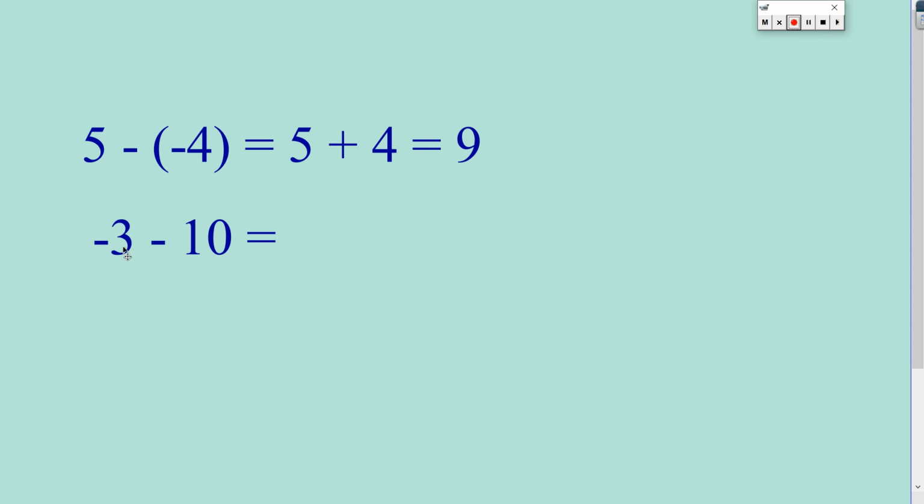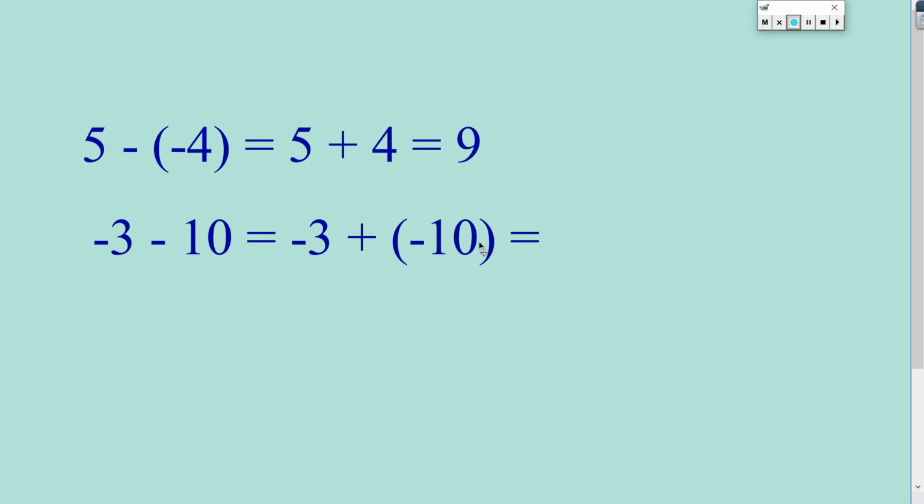Negative 3 minus 10. What is to be subtracted here? 10 you have to subtract. So what is the additive inverse of 10? It is negative 10. So we can write negative 3. This minus will become plus. Then additive inverse of 10 is negative 10. So negative 3 plus negative 10.